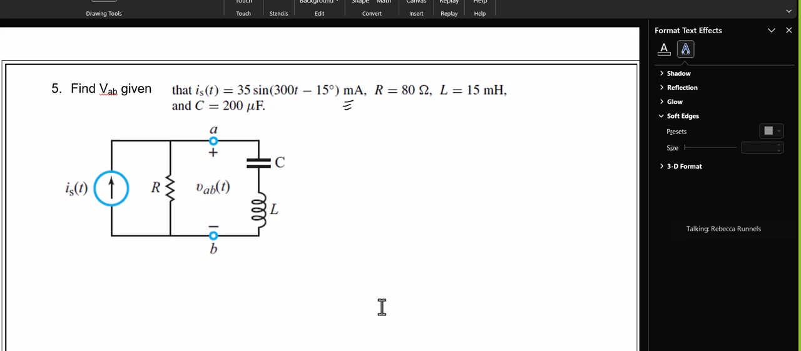Okay, so I want to find VAB. I know what I would do here. What would y'all do here? Current division, and then Ohm's law. I would just find the parallel impedance and then solve it for that.